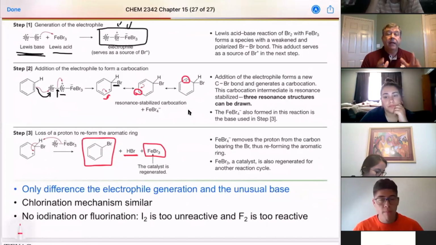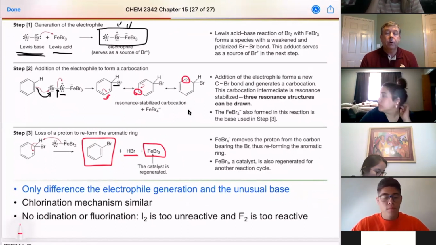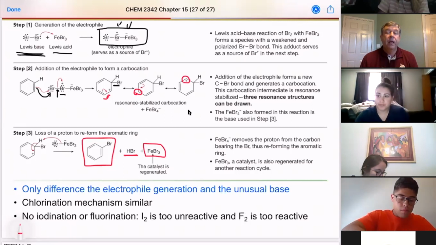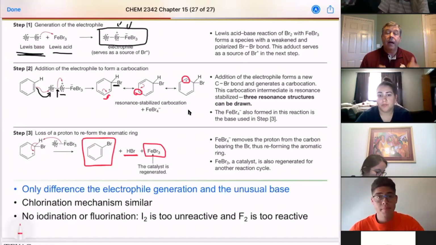So the mechanism works exactly the same for chlorine, except we've replaced all those bromines up in the top first step with chlorides. The same steps happen, and we end up generating our chlorobenzene. However, this does not work with iodine because iodine is too big and fluffy and non-reactive. And it does not work with fluorine because fluorine is way too reactive and will over-fluorinate the ring. So this specifically works with bromine and chlorine.